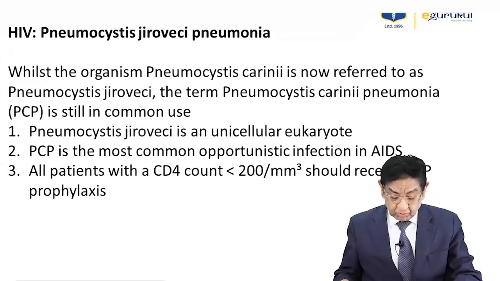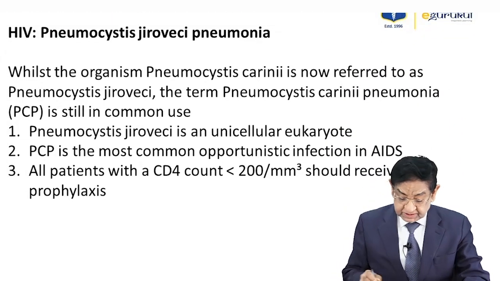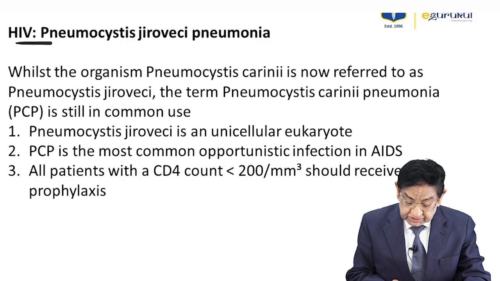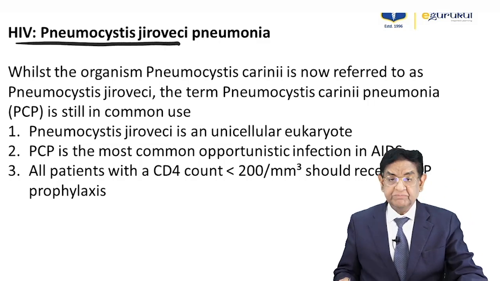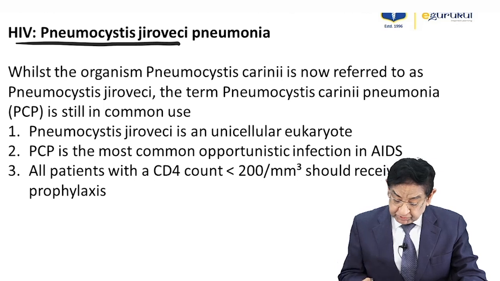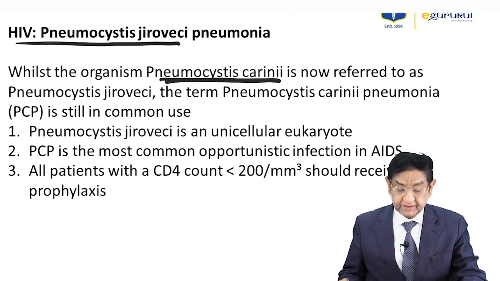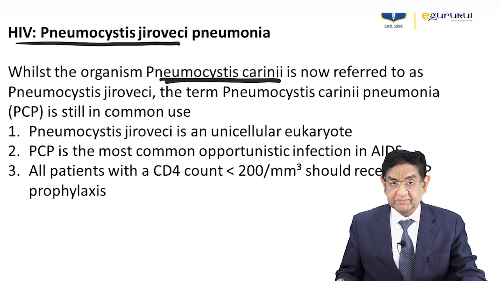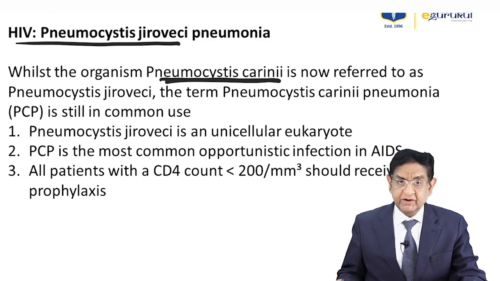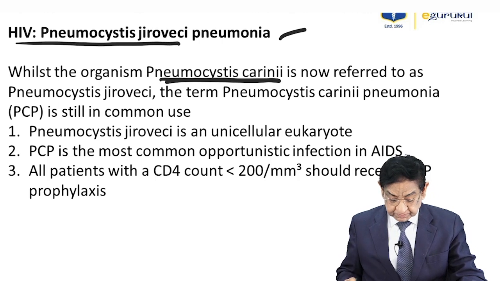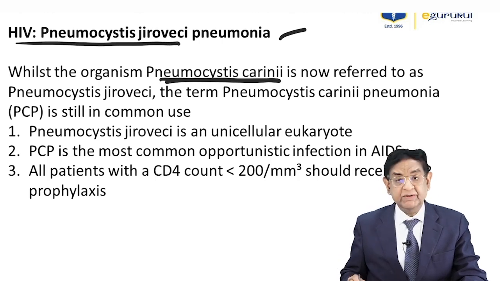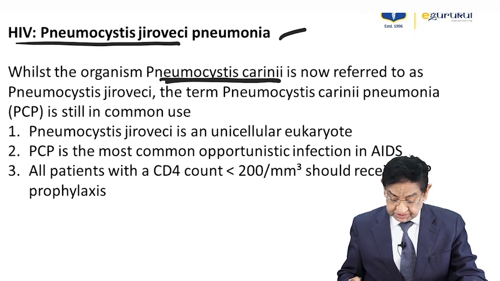So let's talk more about pneumocystis. In HIV, pneumocystis jirovecii, previously we called it pneumocystis carinii. Still, in the majority of MRCP questions, you still get pneumocystis carinii. Of course, the new name is like this. Let's talk more about pneumocystis.